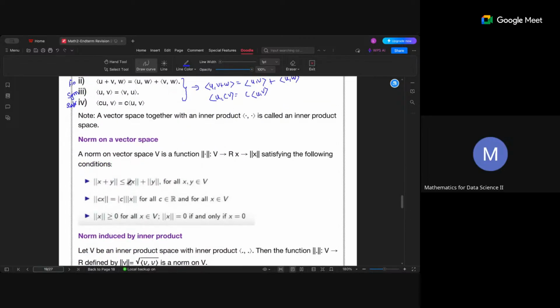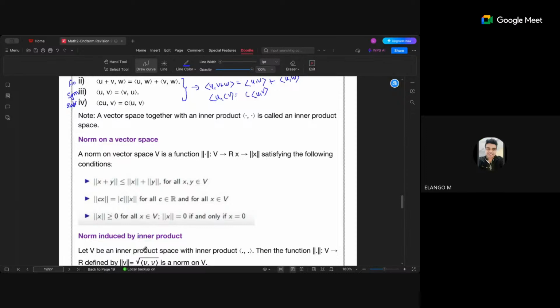And for norm, you have three properties. First one is the triangle inequality. And in the second one, when you take out a scalar from a norm, it always comes out as a positive value only. Okay, and the norm is always positive for non-zero values, and it is 0 only for the zero vector. Okay, and what is a norm induced by an inner product?